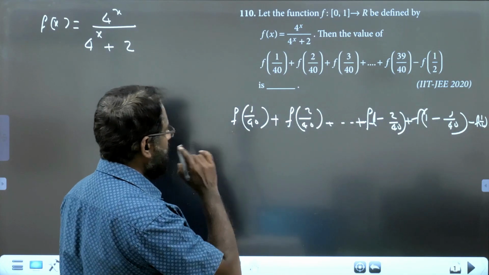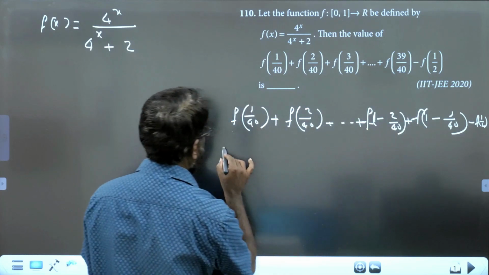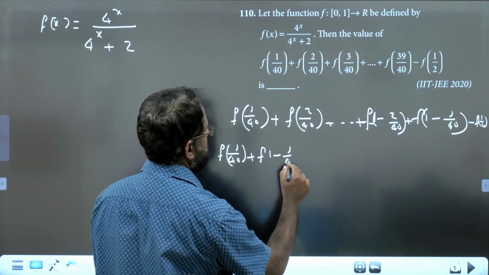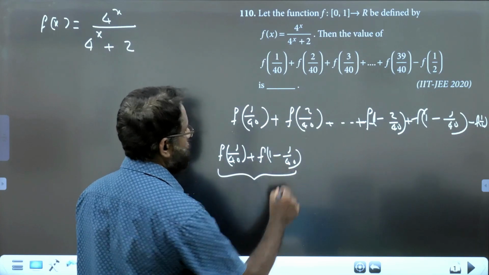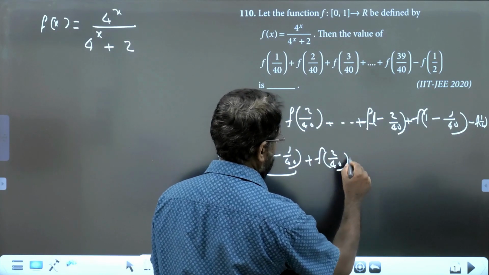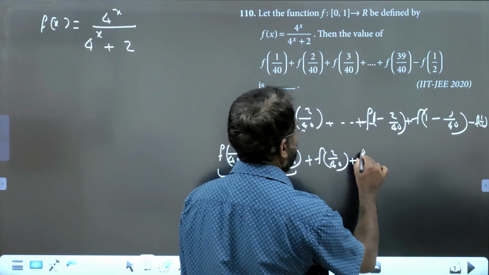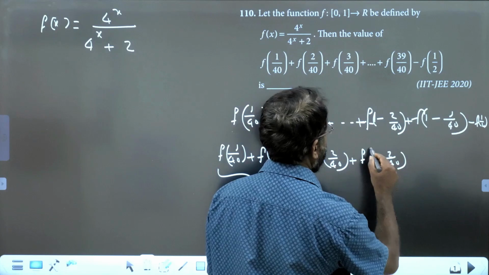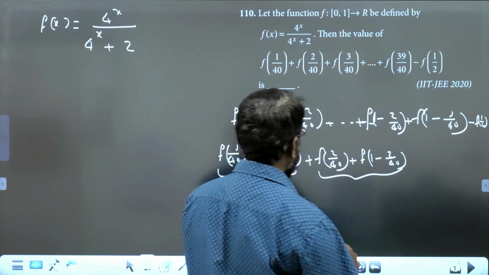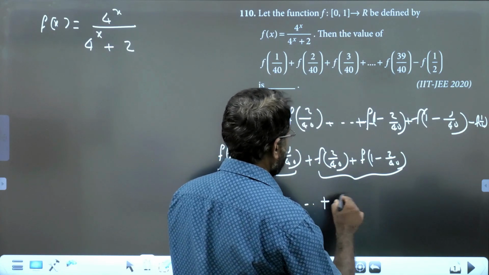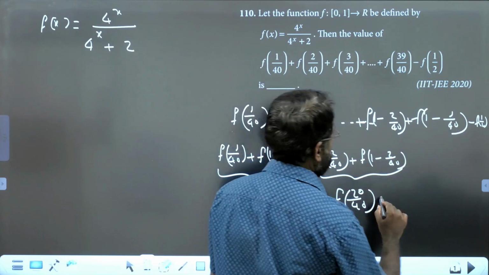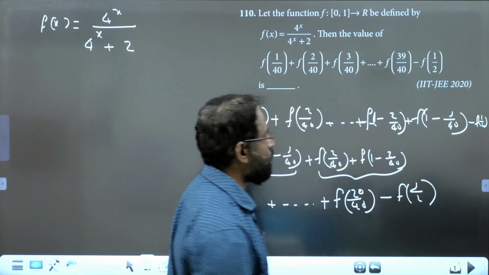Now we can club the first term and this term: f(1/40) + f(1 - 1/40). Club these two terms. What will be next? f(2/40) plus the term before this, f(1 - 2/40). Club like this, etc. There will be one term we can't club, that is f(20/40), and then minus f(1/2).